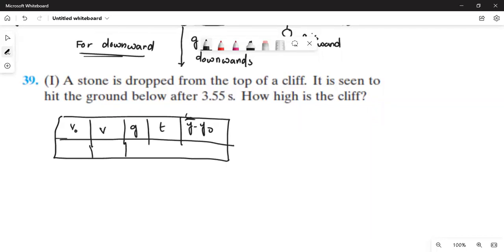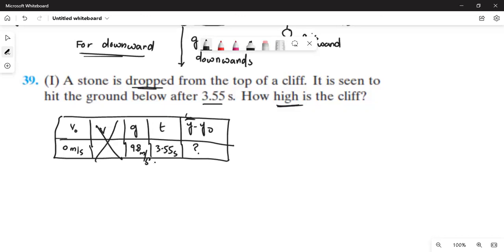So when we read this problem, what is the first thing in it? A stone is dropped. Dropped means it was at rest, so 0 meter per second is the initial velocity. From a cliff, it is seen to hit the ground below in this time, so 3.55 second is the time. And you are asked to find how high the cliff is, so your question is to find y minus y naught. G is going down, so it is 9.8 meter per square second. So V is not here.